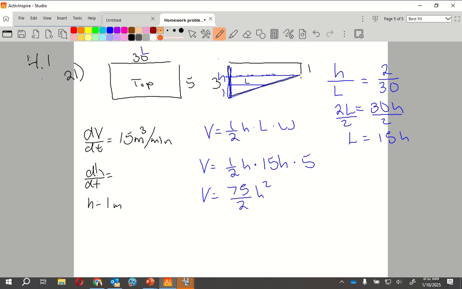Oh. Alright, derivative dV/dt is going to be 75 H dH/dt. So, let's plug in what I have. Plug in what I have. 15 is equal to 75 times H, which is 1, times dH/dt. Is that 1/3? 1/5. Yeah, 1/5. 1/5. Okay.